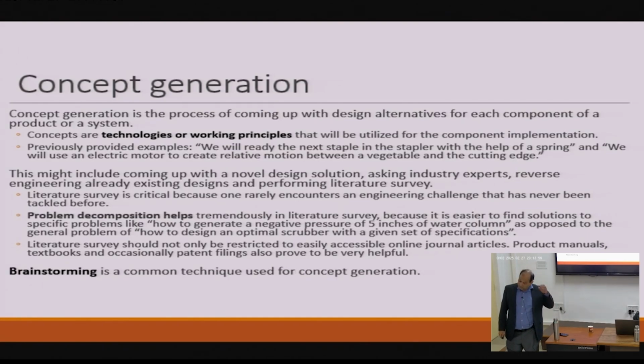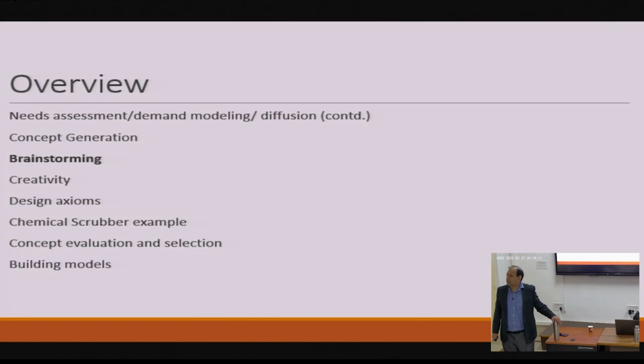Now, one thing you might have heard of is brainstorming, right? It's a common technique used for concept generation. We did a little bit of this in the class last time with the vegetable peeler. Brainstorming is n number of people coming together and discussing the ideas they have for a particular topic, and coming to a consensus.